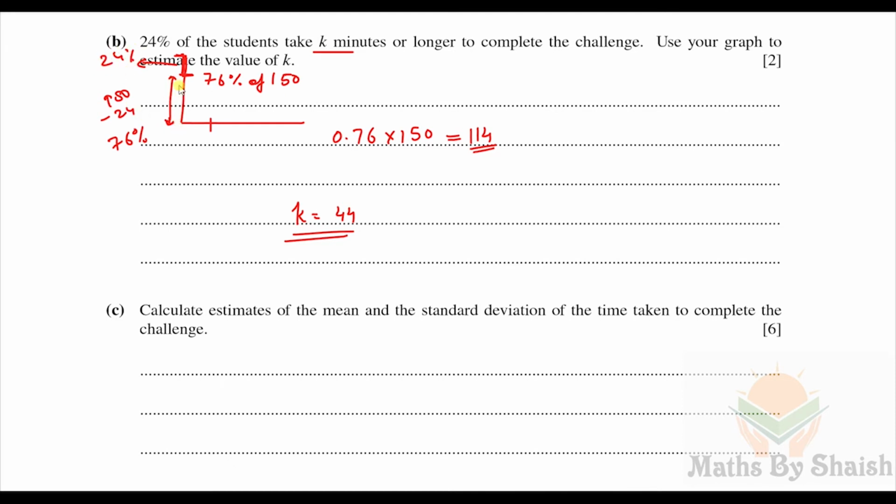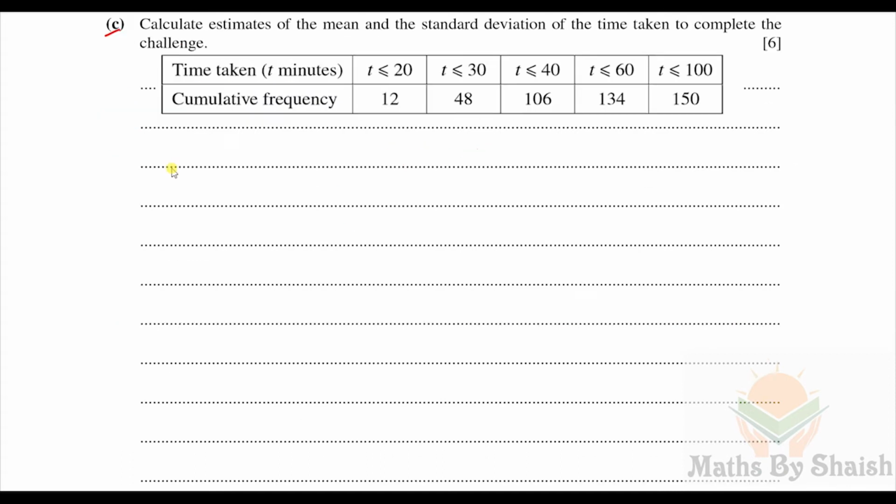Now let's do the C part. Calculate estimates of the mean and the standard deviation of the time taken to complete the challenge. So here I took the table. Cumulative frequency is given, so we'll calculate the corresponding frequency.